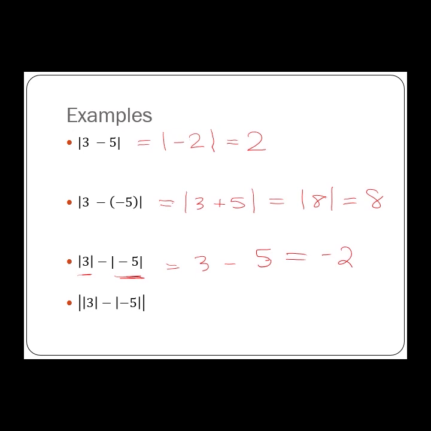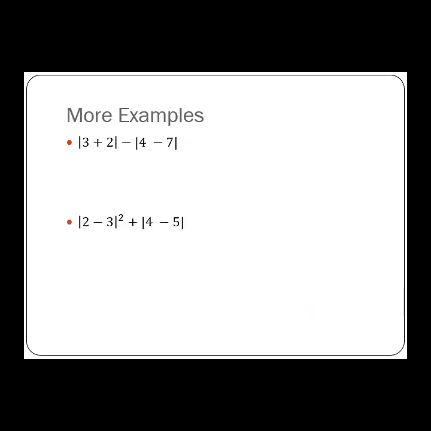This last one looks an awful lot like the third one, but with a big giant second set of bars on the outside. So these outer bars are still there. We do the absolute value of 3, the absolute value of negative 5. We still have a subtraction sign. Just like above, 3 minus 5 is negative 2, but that last outside set of bars make our final answer positive. So as you can see, we have the numbers 3 and 5 mixed up in a bunch of different ways, and we get a bunch of different answers. So it really is important that you break it down and do it in steps.